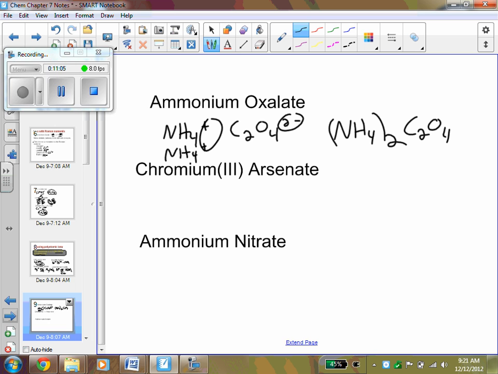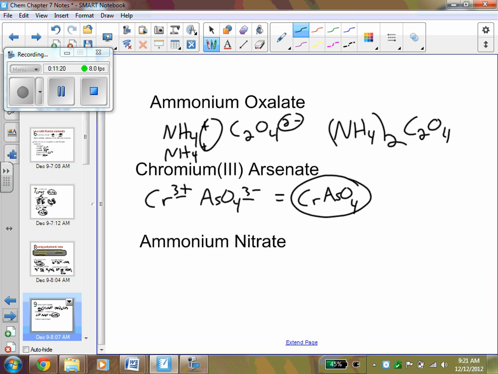Chromium 3 arsenate. Chromium 3 is Cr3 plus. Arsenate is AsO4 3 minus. So I have a 1-to-1 ratio of the charges. So I have Cr AsO4, and that's done. Going back to ammonium here, ammonium nitrate, NH4 is +1 and nitrate is NO3 minus. I have a 1-to-1 relationship here with the charges, so I just need one of them, and you'll notice they do not get parentheses because I only need one of each.